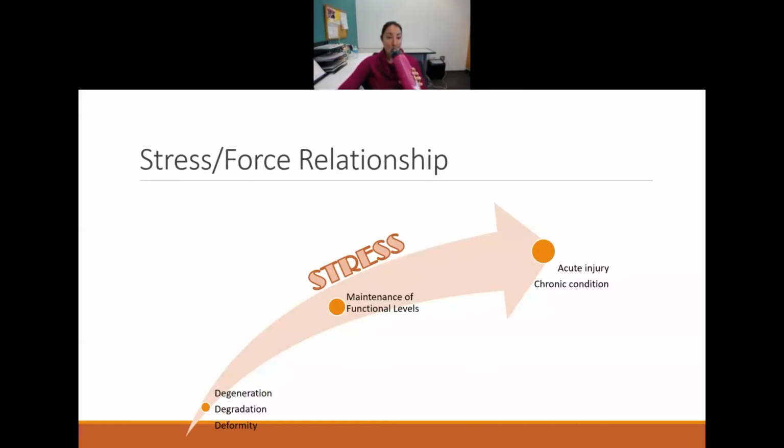Here's just a visual example of the stress-force relationship. If you put too little weight, don't use it enough, it starts to degenerate. If you put just the right amount, it either maintains function or begins to build muscle. If you put too much, you cause an injury. So we want to be in that sweet spot where we're gaining muscle, gaining strength without injury.